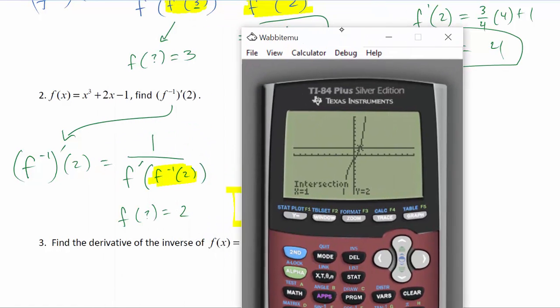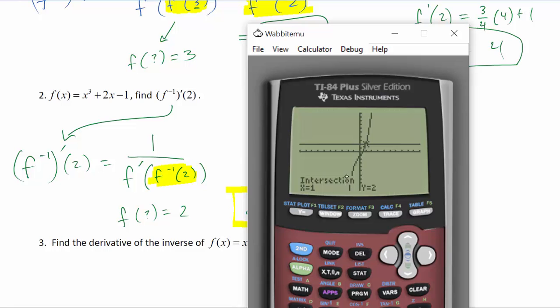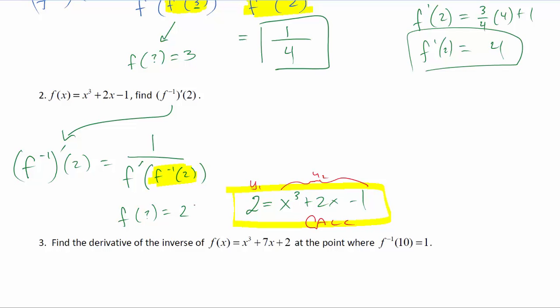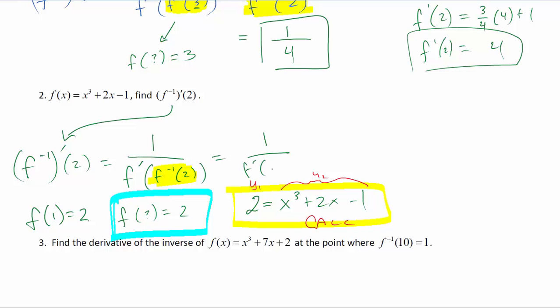And if I look at what it says, the intersection is occurring at x equals 1 and y equals 2. Therefore, this question right here, which I asked earlier, f of what equals 2, now we know the answer to that. We now know f of 1 is equal to 2. So therefore, I can continue this equation by saying now I know what f of 1 over f prime of 1 is.